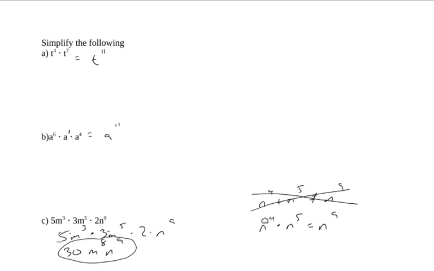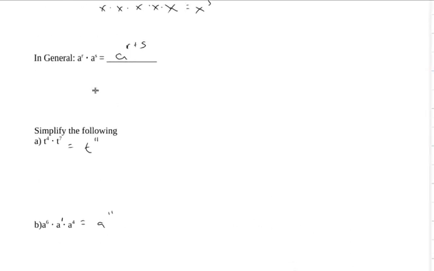So let's just look back at the general rule up here. You can see there is multiplication between the a to the r and the a to the s. It does require us to be multiplying.